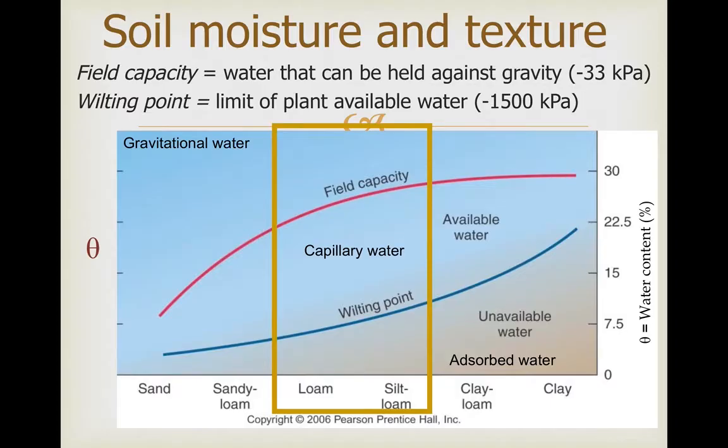I think you've seen this slide before as well, but just to remind you that the field capacity, the water that can be held against gravity, and the wilting point, the bottom end of plant available water, vary with texture.